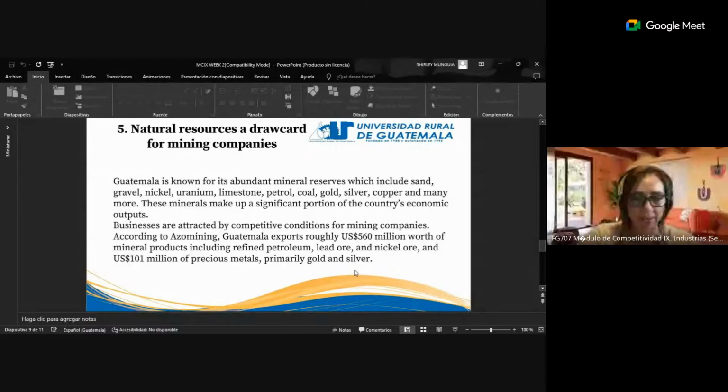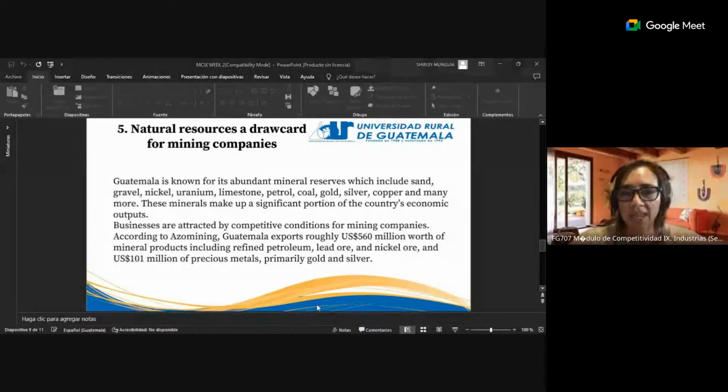So Guatemala is known for its mineral reserve, which includes sand, gravel, nickel, uranium, limestone, petrol, coal, gold, silver, as we see in the video, copper, and many, many more of these materials. These minerals make up a significant portion of the country's economic outputs. Businesses are attracted by competitive conditions for mining. And in the following week, we're going to learn about also the mining industry. So you're going to understand better what we're talking about right now.